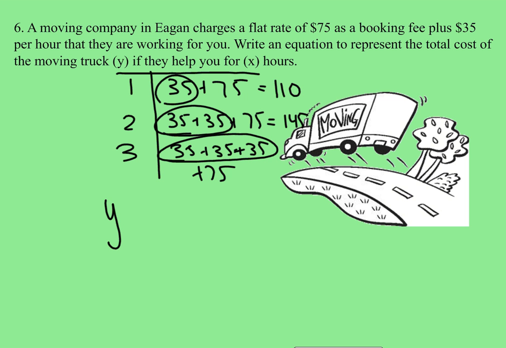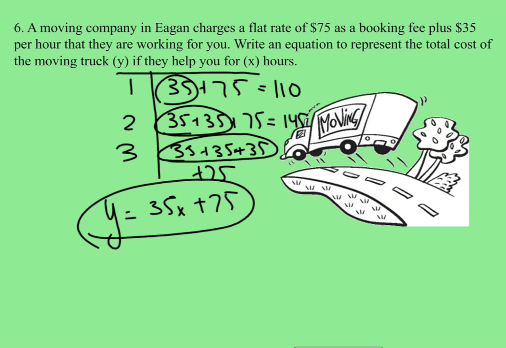So the total cost here then is going to be $35 times every hour that they're there plus the $75 initial fee. So 75 bucks just for them to come out plus 35 bucks per hour that they're there.